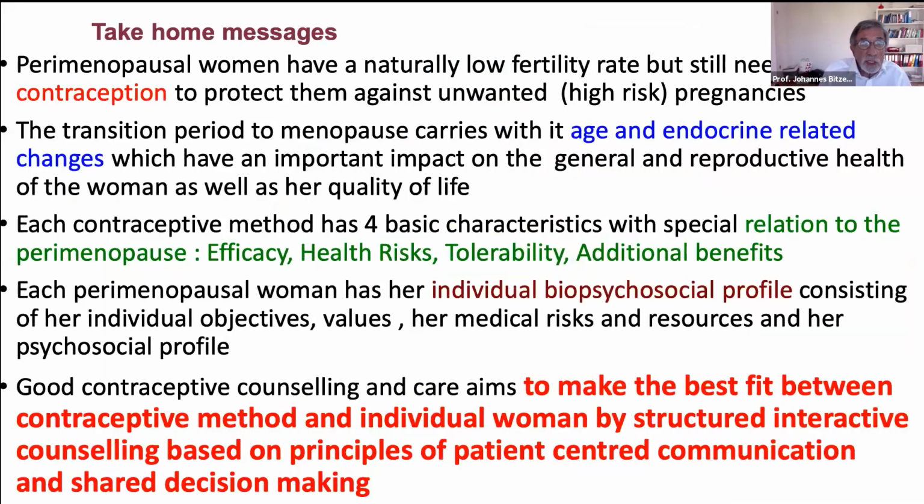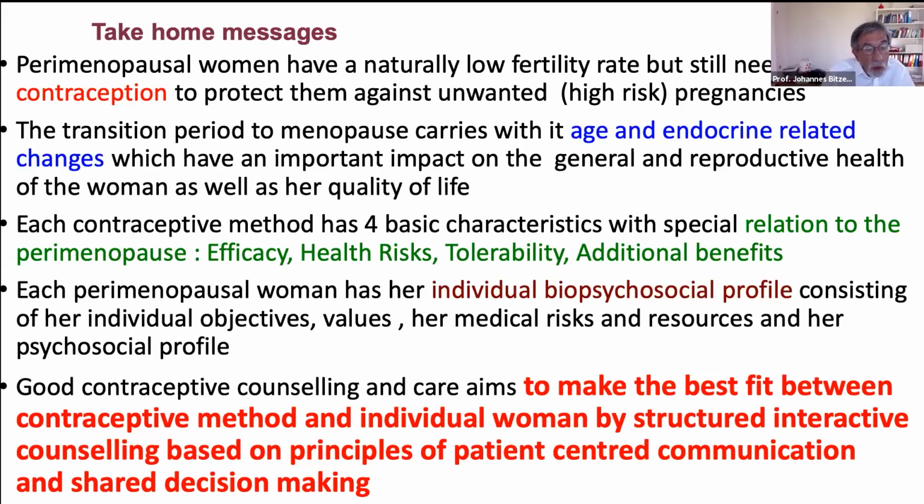To allow questions. So finally, to take some take-home messages: perimenopausal women have a naturally low fertility rate, but still need effective contraception to protect them against unwanted high-risk pregnancies. The transition period carries with it age- and endocrine-related changes, which have an important impact on the general reproductive health of the woman, as well as her quality of life. Each contraceptive method has 4 basic characteristics with special relation to the perimenopause: efficacy, health risk, tolerability, additional benefits.